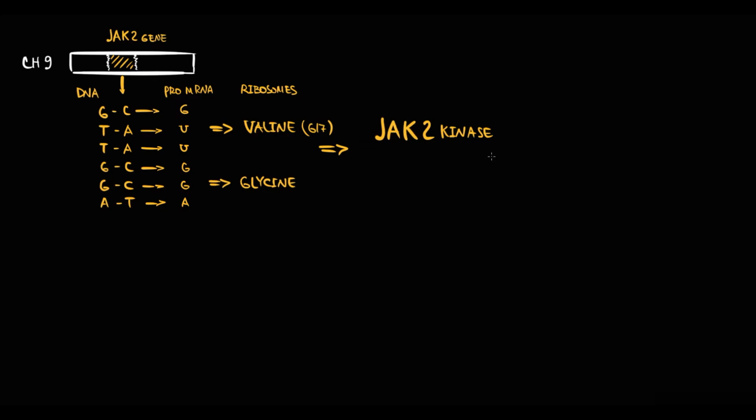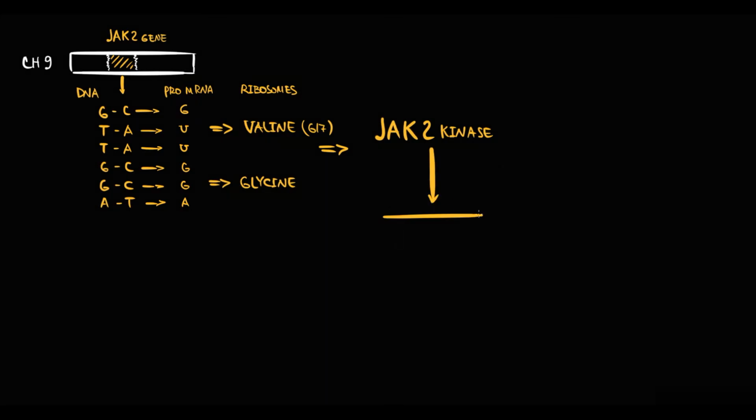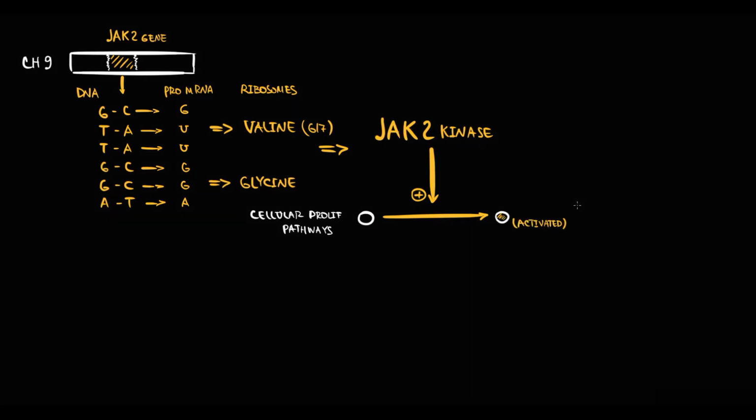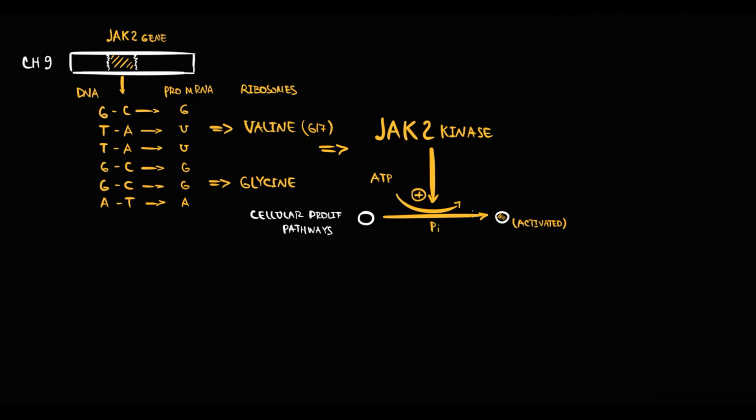The function of JAK2 kinase is to activate cellular pathways that are responsible for proliferation of myeloid cells. And activation of pathways occurs by phosphorylation. In order to activate a pathway, JAK2 kinase uses an ATP molecule. By ATP molecule, it phosphorylates proteins in this pathway, and as a byproduct, ADP is released.